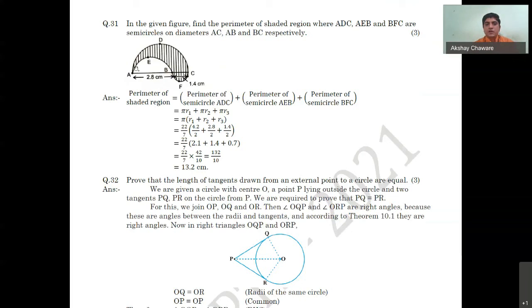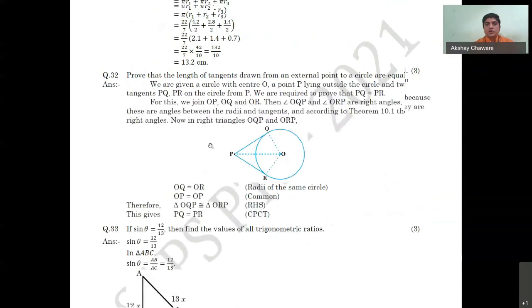So that's why the perimeter of the shaded region is the perimeter of semicircle ADC, plus the perimeter of semicircle AEB, plus the perimeter of semicircle BFC. Pi r1 plus pi r2 plus pi r3. Why? It is a semicircle, so half of a circle. So after simplification, we will get 13.2. Very simple question.